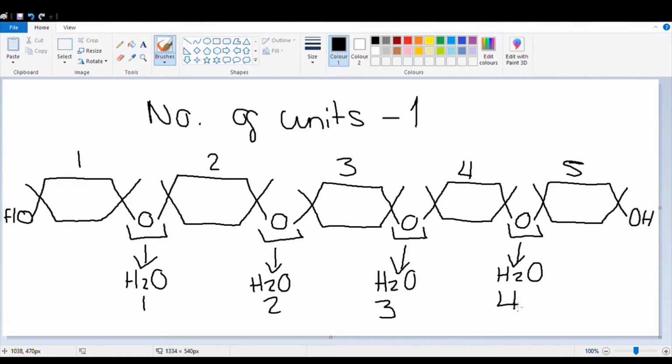How many water molecules are released? And you can say 12 subunits, minus 1, 11 molecules of water. And the same thing if they were asking a question on hydrolysis.